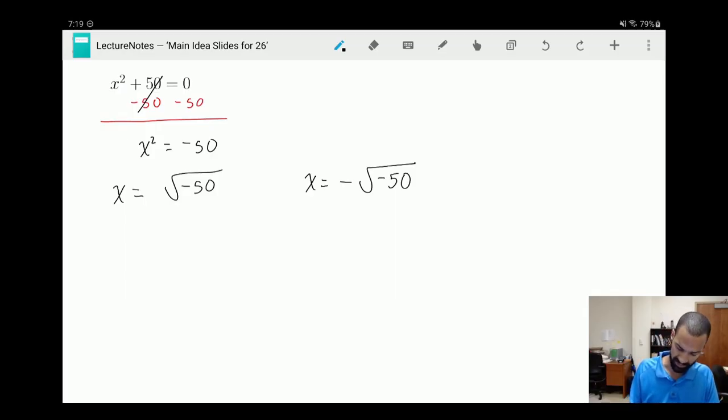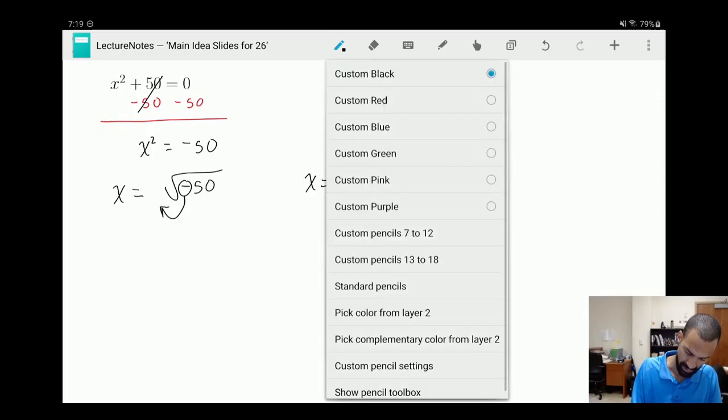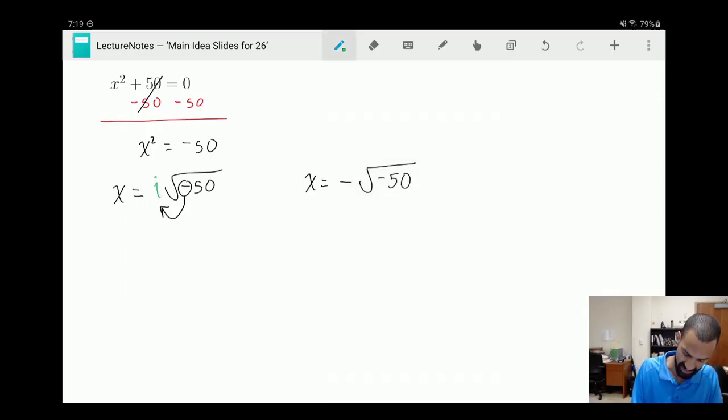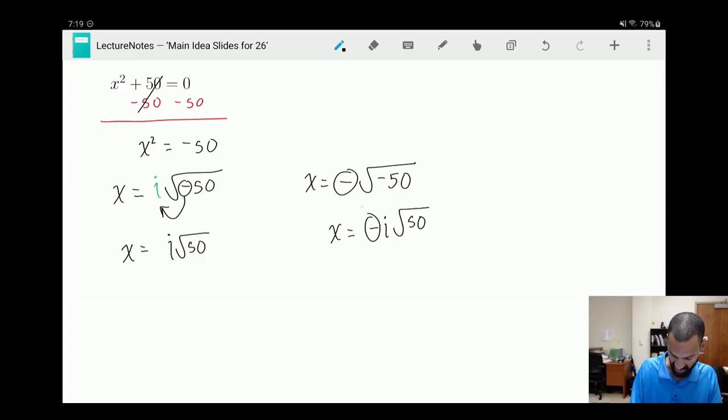Keep in mind, first of all, let's deal with the negative first. Anytime you have a negative outside of the square root, it will come out as an i. I know, what? It comes out as an i. x equals i times the square root of 50. x equals negative i times the square root of 50. Keep in mind, this negative is this negative. This i is this negative up here. What is going on there? We're not going to get too into it.